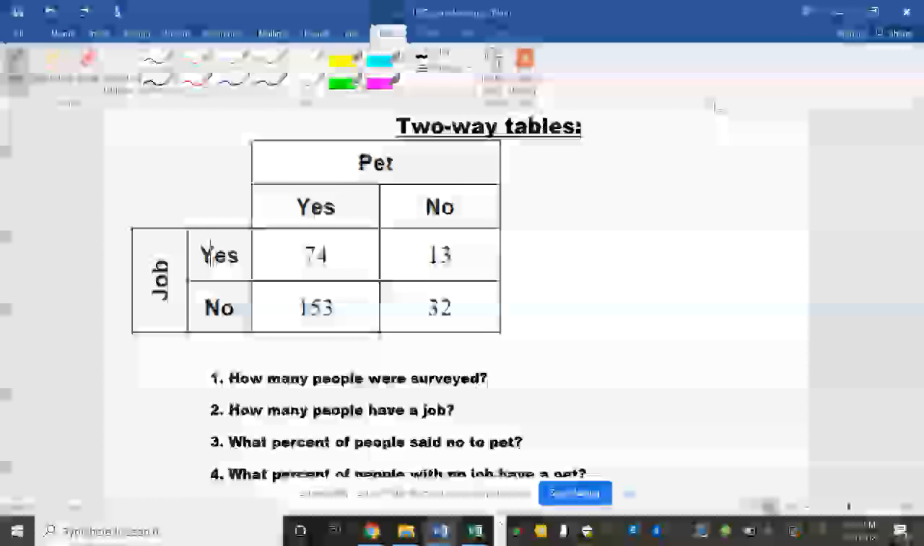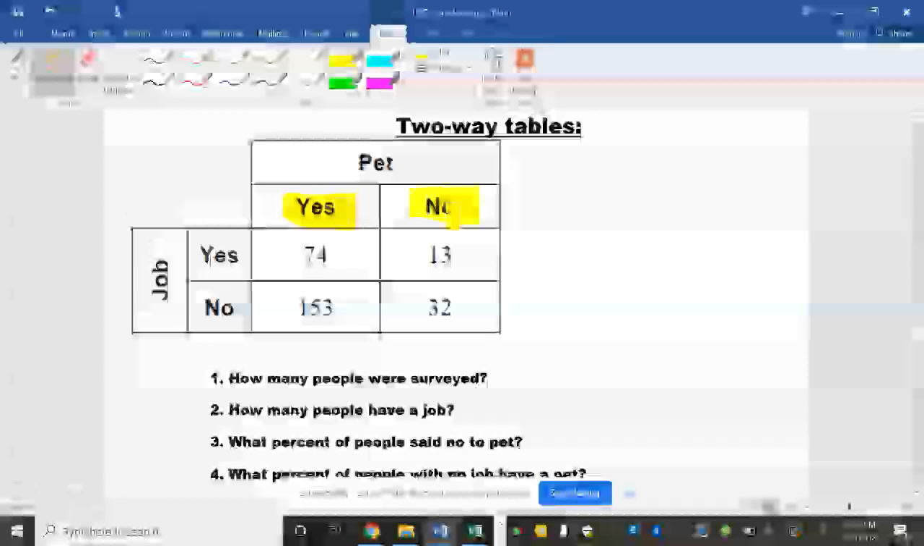Two-way tables are used to collect data and organize the data. As you see here, we surveyed people. Some of them have pets, some of them don't have pets, right? Some of them answered yes, some answered no. And then you also ask them if they have a job, which could be kind of rude if you ask it the wrong way. But yes or no, do you have a job? So you're going to categorize both of these variables on the same two-way table here.